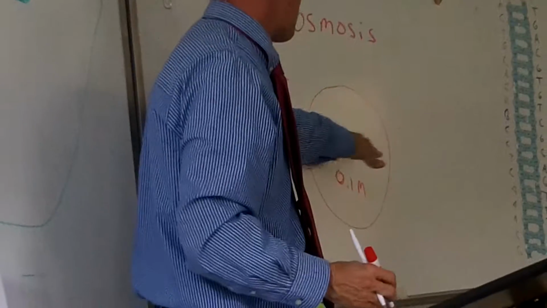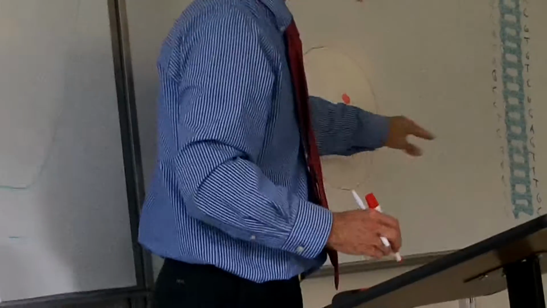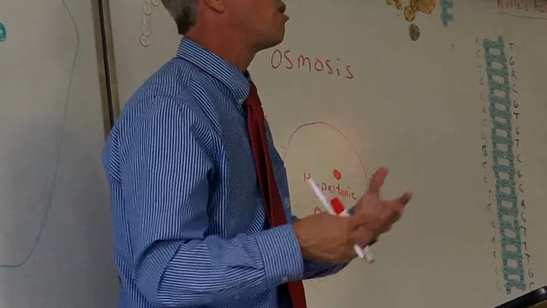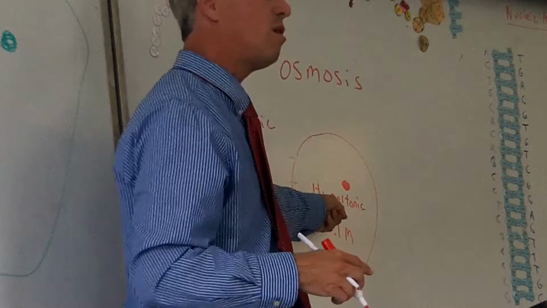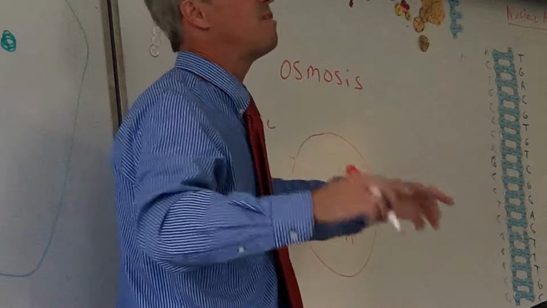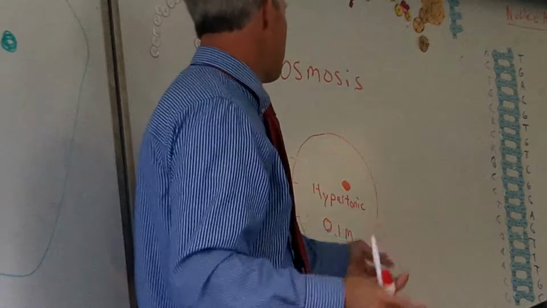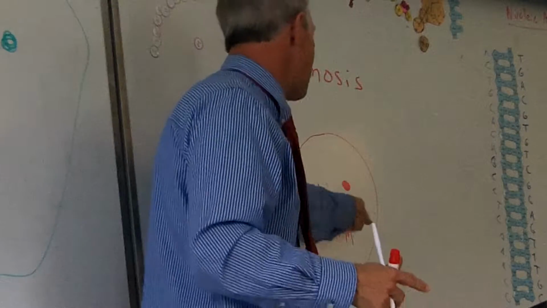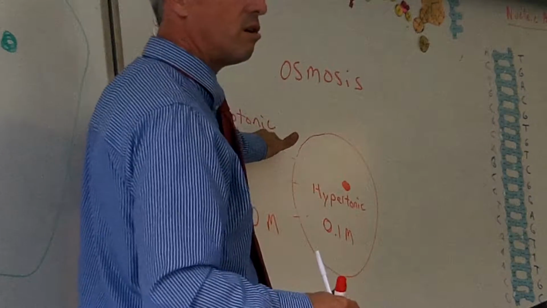Hypertonic means high solute. Tonic refers to the tonicity, how much sugar or salt is dissolved. Have you ever heard that term hyper before? Someone's hyperactive, that means overactive. Hyper means high up, a lot. So hypertonic means high sugar. Hypotonic means low sugar.